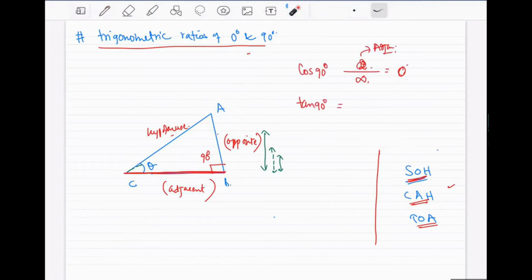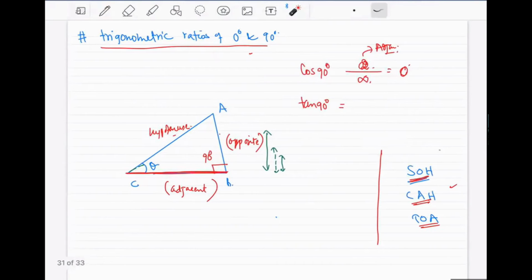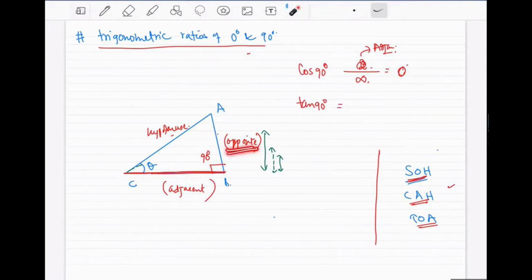What about tan 90? The formula for tan is what? The formula for tan is opposite divided by adjacent. What's the opposite? Opposite is very large. I told you already, right? If theta increases, then opposite becomes very large. You can consider the opposite to be infinity. Divided by adjacent. Adjacent remains the same. It doesn't change when we change this angle theta right here, isn't it? So adjacent, you can just keep it here. Infinity divided by any adjacent number, that will be how much? It will be an infinity value.